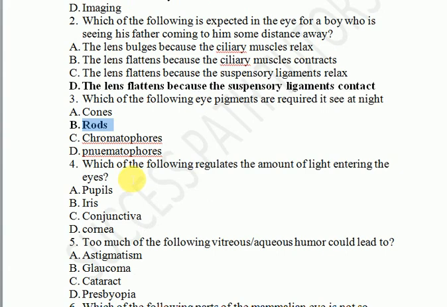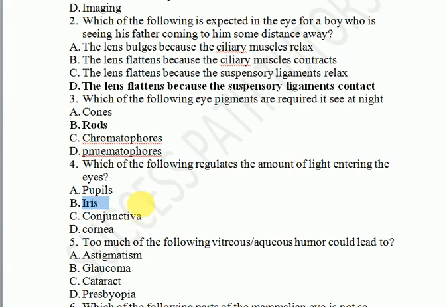Which of the following regulates the amount of light entering the eyes? Now, the answer to that question is iris. Iris is a circular muscle that controls an opening, and that opening is called the pupil. Someone might want to choose pupil, but pupil is the hole, or the aperture, while iris is actually the muscle that contracts and relaxes to control the size of the pupil.